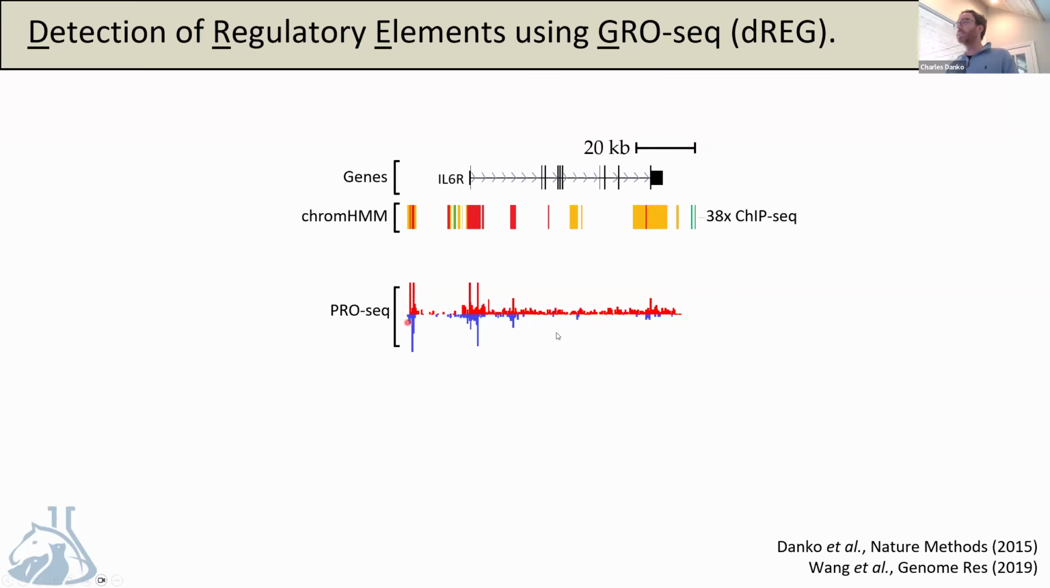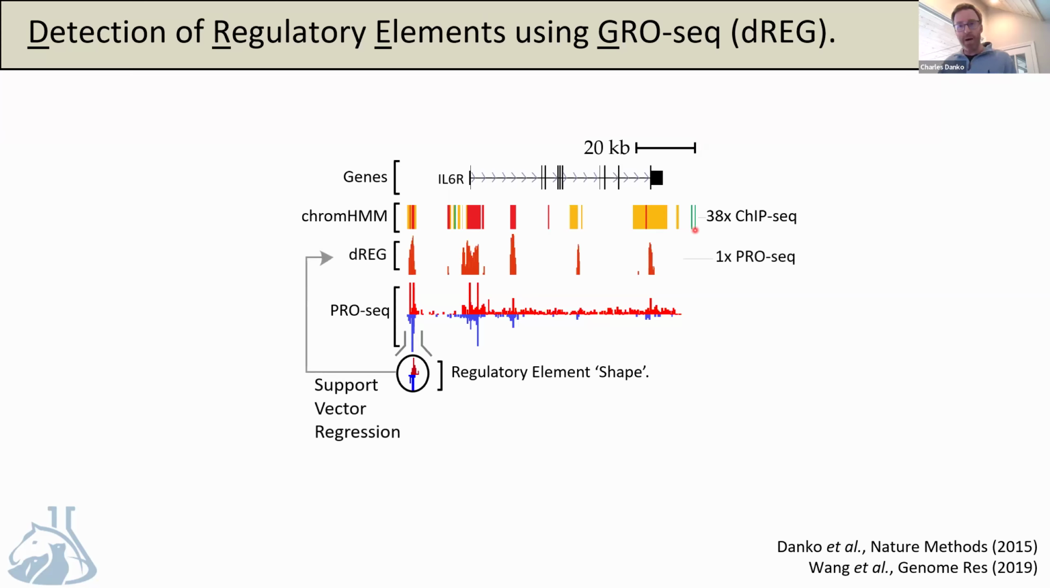So what we do is we take this input PRO-seq data set, and we have a data set from which we know the position of cis-regulatory elements, just generally, including promoters and enhancers. And we trained a classifier to recognize this shape of transcription that's associated with these. We use a discriminative model called a support vector regression to achieve this task. And that regression produces a score as a function of genomic position.